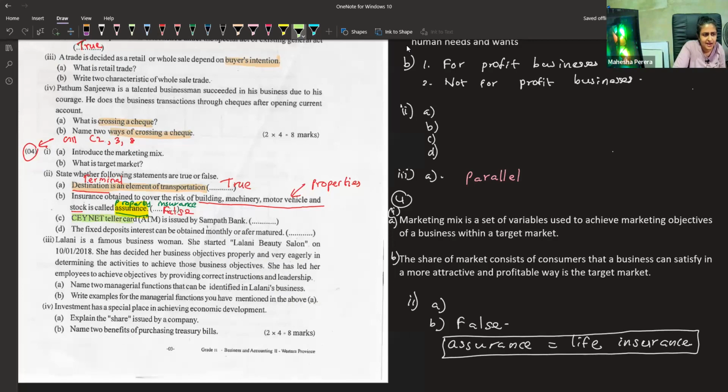Saynet teller card ATM. Is issued by Sampath Bank.